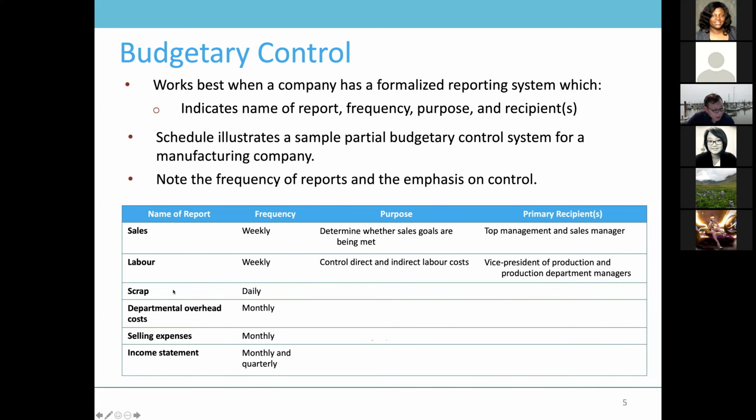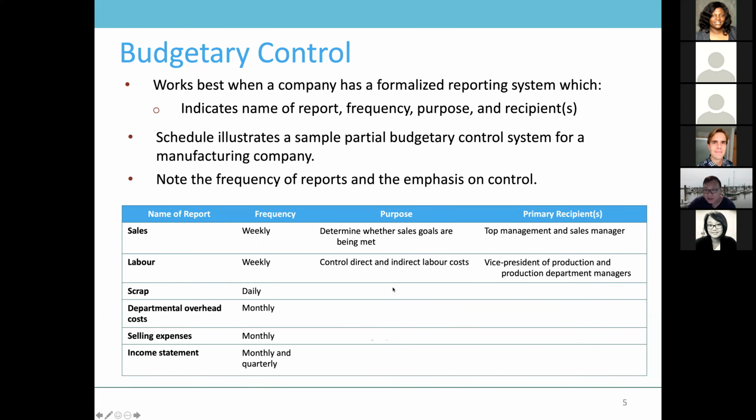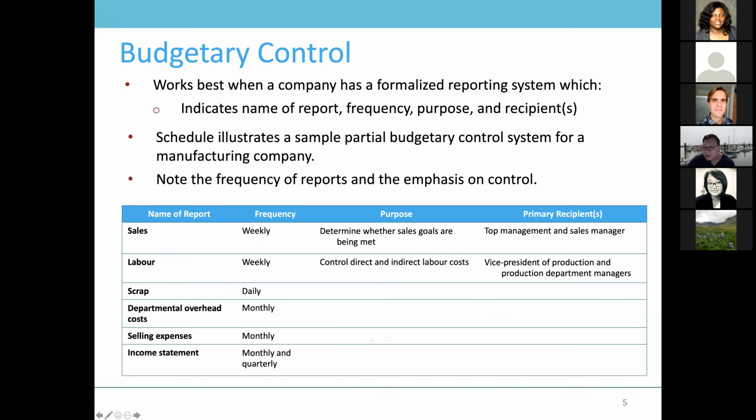Okay. Scrap, daily. For this one, what's the purpose? Ashley? I'm going to take a guess on this one. For scrap, the purpose would be to know your cost of what you're, what's the word I'm trying to think of, that you're wasting. Okay, yeah. Like wasteful costs. Yeah, that's good.